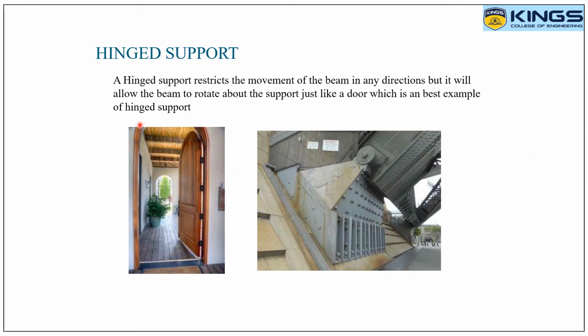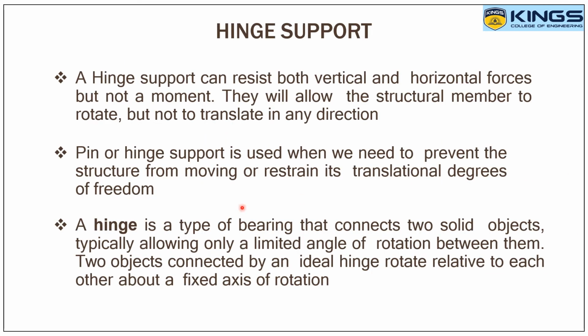And then hinged support. A hinged support restricts the movement of the beam in any direction, but it will allow the beam to rotate about the support, just like a door, which is the best example of a hinged support. So this door is an example of this hinged support, so that it can rotate by angular means. A hinge support can resist both vertical and horizontal forces, but not a moment. So the door is an example; it resists horizontal and vertical forces, but the movement cannot be resisted, because the door can be opened from the closed position and can be closed from the open position. So they will allow the structural member to rotate but not to translate in any direction.